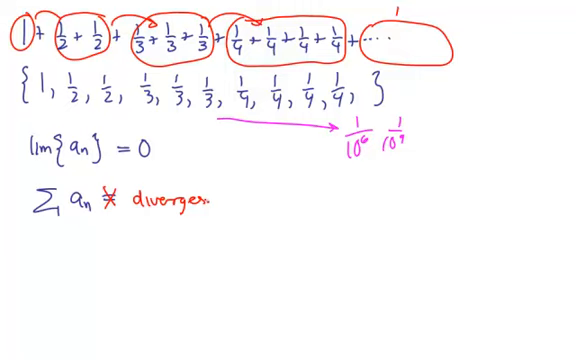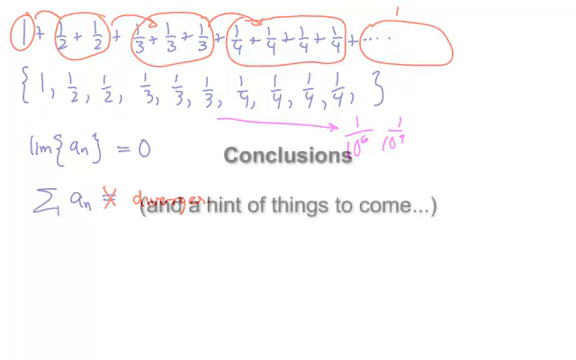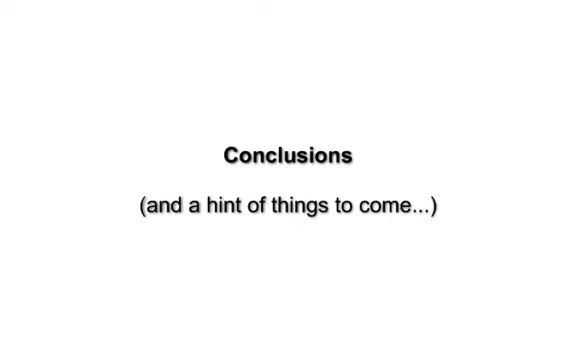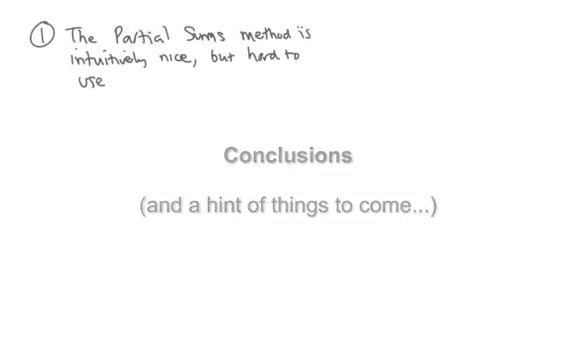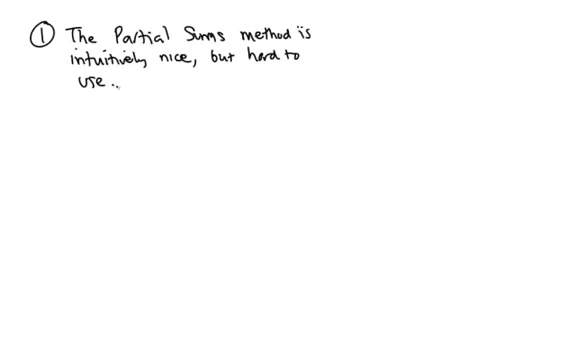So the moral of examples like these, what can we conclude? The partial sums method is intuitively nice, but hard to use. It makes sense to add up the terms and see what they're approximating, but finding a formula for those partial sums, which is what we need to test convergence, is damn near impossible.